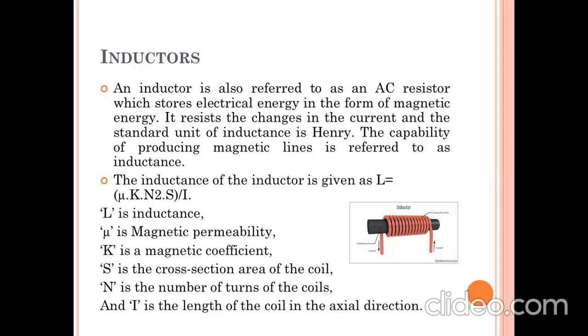So the summary of today's lecture is we have studied the basic terminologies which are used in basic electronics. Then we have seen how these electronic components are classified, the definition of active and passive components, and the different passive components that are used in electronic circuits, that are resistors, capacitors, and inductors. In the next lecture, we'll see the classification of active components.